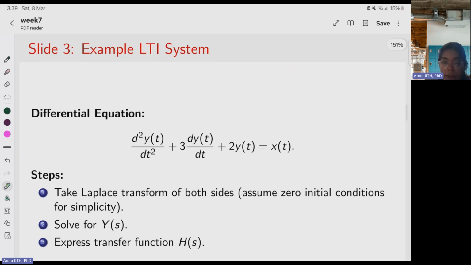Solve this problem. You have the differential equation d²y(t)/dt² plus 3 dy(t)/dt plus 2 y(t) equals x(t). The steps I have also given for you: take the Laplace transform of both sides, assuming zero initial conditions, then only will it have the s multiplication with the power of n. Solve for Y(s) and express the transfer function. Please give the closed form formula for the transfer function. Wait just 1 minute, I'm giving it to you.